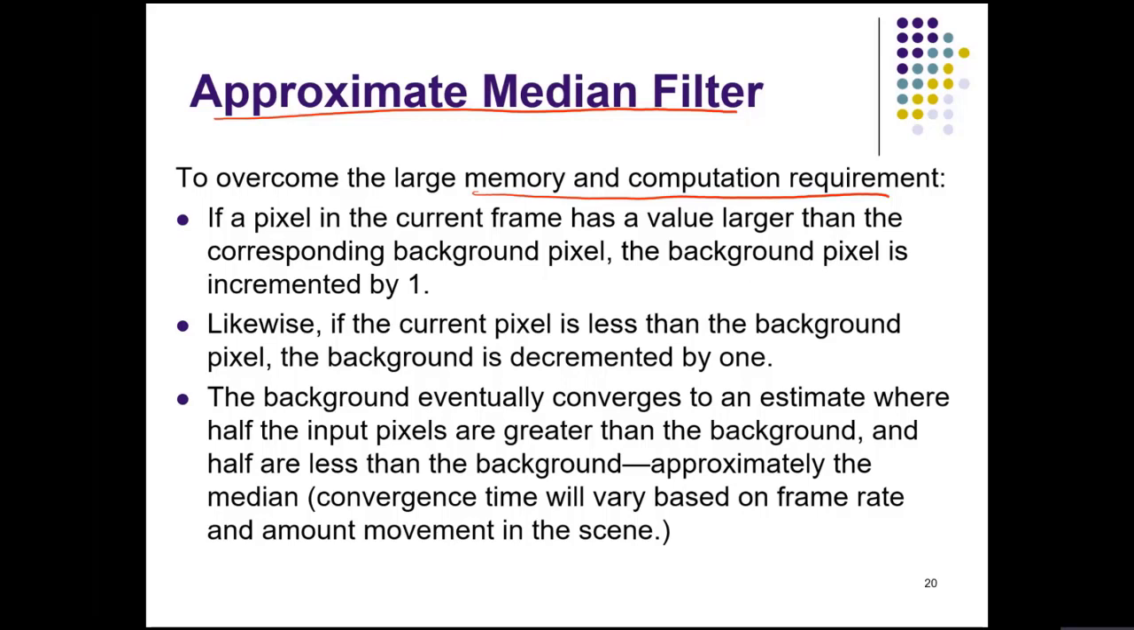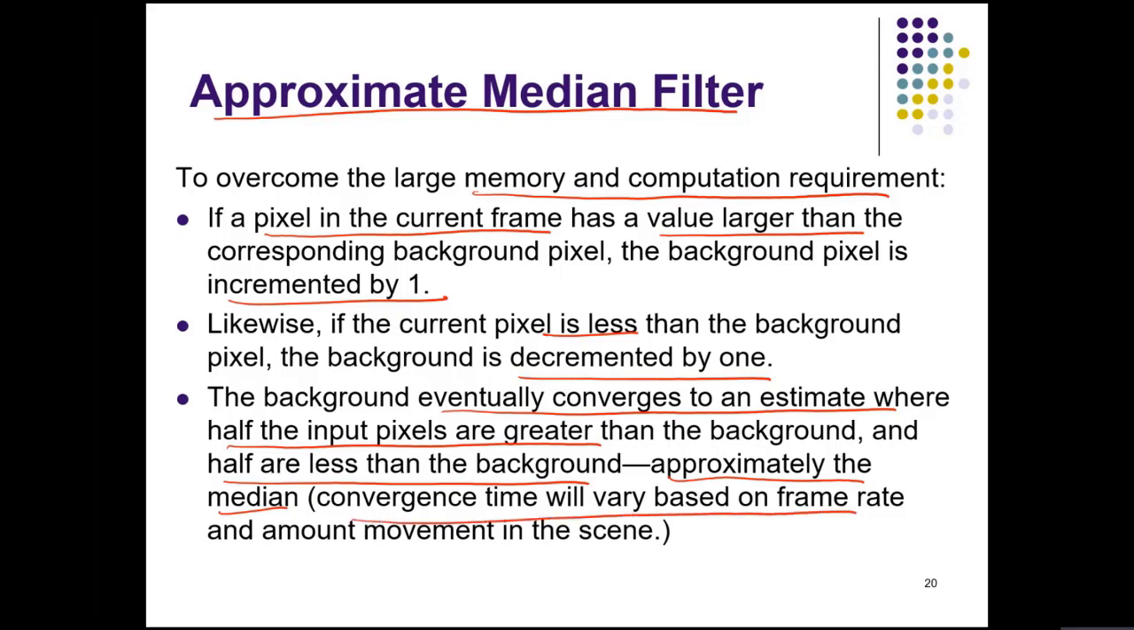Basically, the idea is very simple. You take the current frame, and if the value is larger than the current background pixel, then you increment the background by 1. If it is less, then you decrement the background by 1. So over some time, it will eventually converge to an estimate which will be somewhere around the median, where half of the input pixels are greater than the background and half of them are less than the background. So this is called the approximate median algorithm. But the convergence will depend on the frame rate and so on.